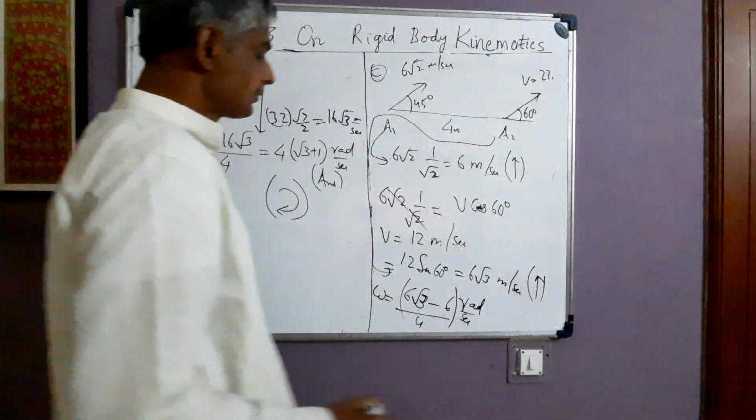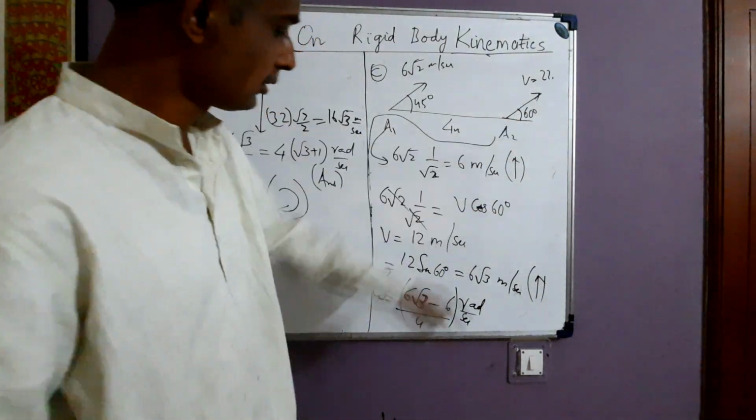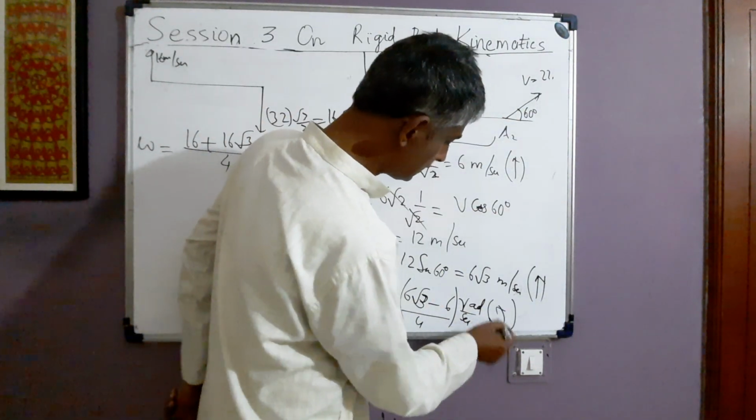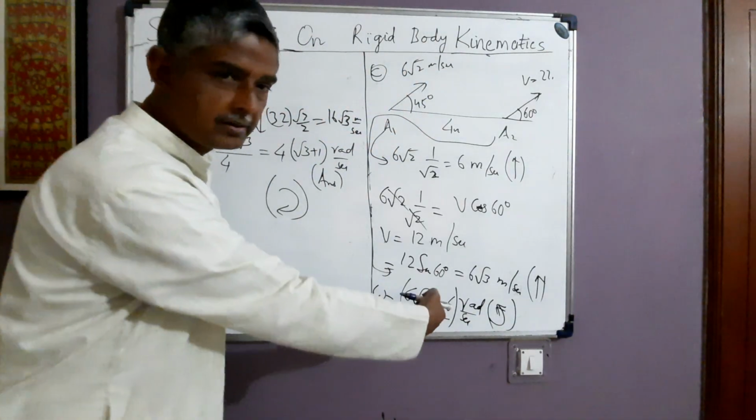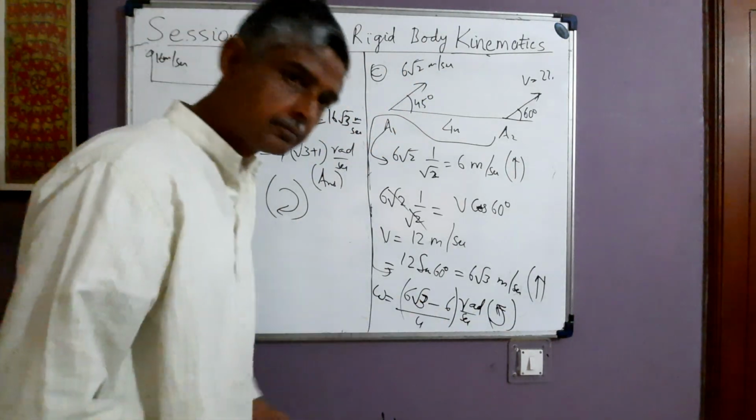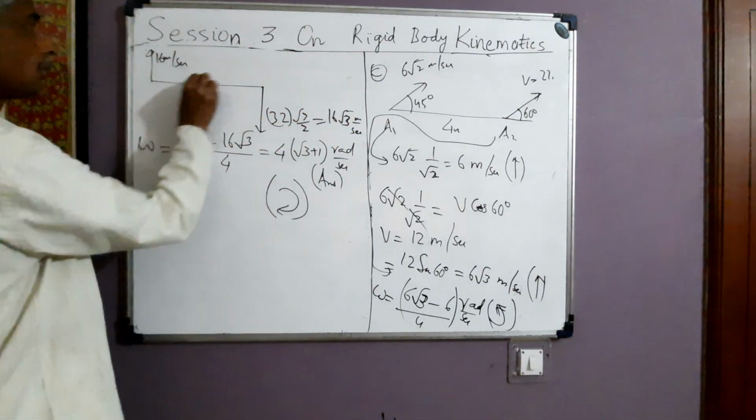And what will be the sense of this? Since this is more, the rotation sense will be anti-clockwise. Sense of omega will also be anti-clockwise. This is the required answer. You can simplify it slightly, okay? 2 will cancel out, fine.